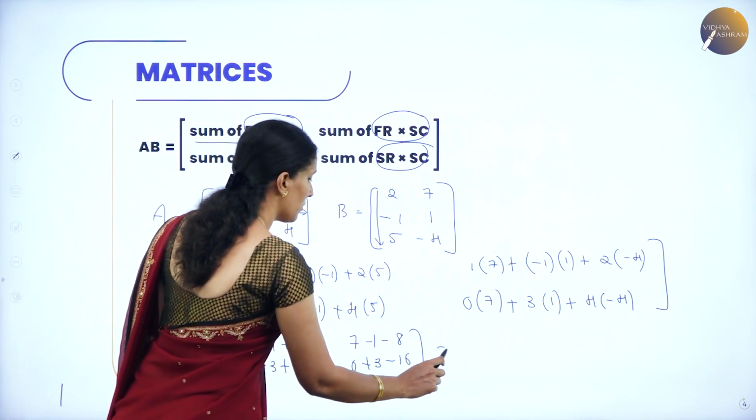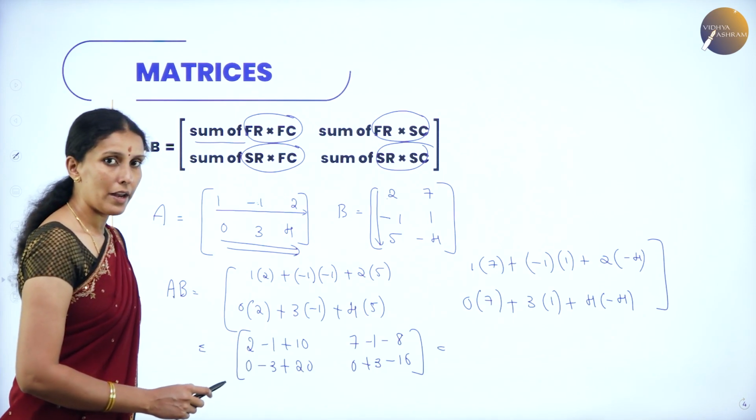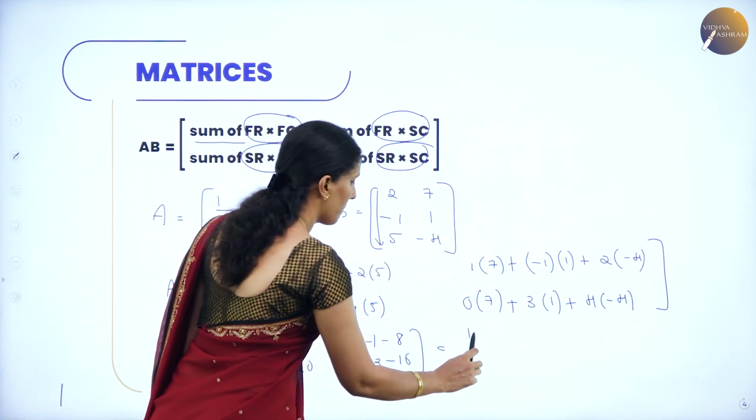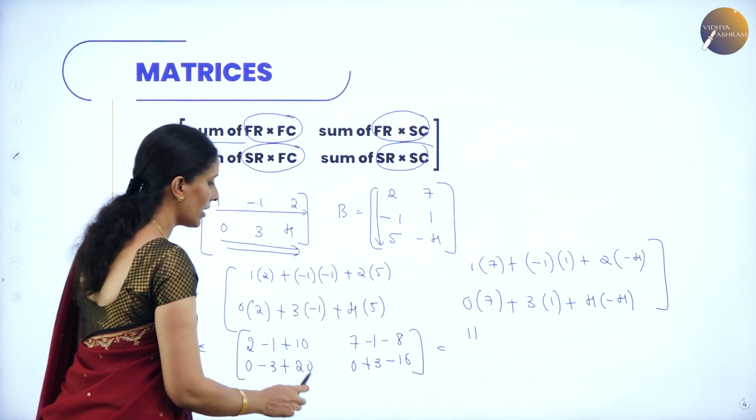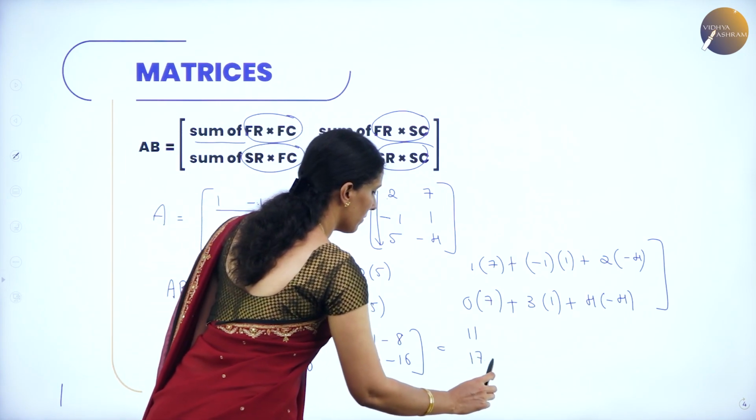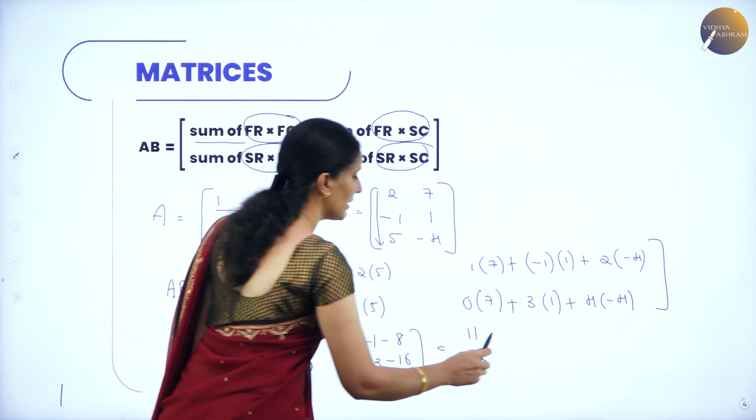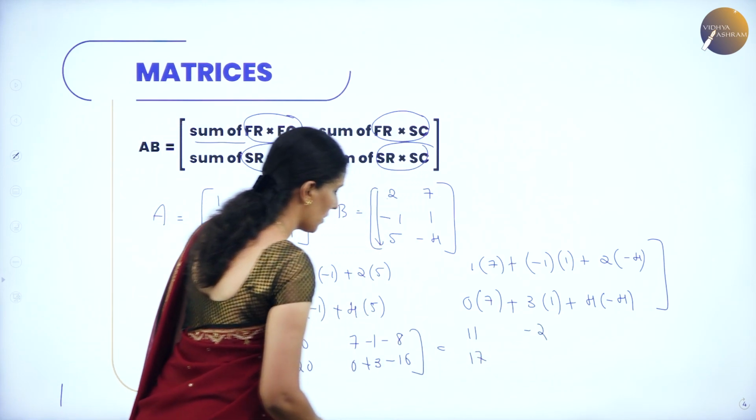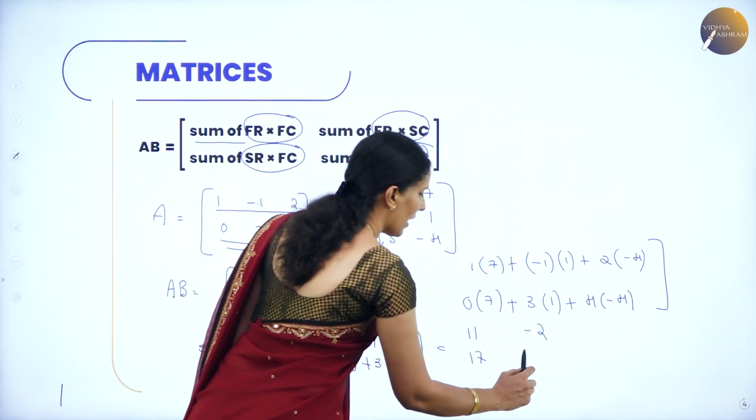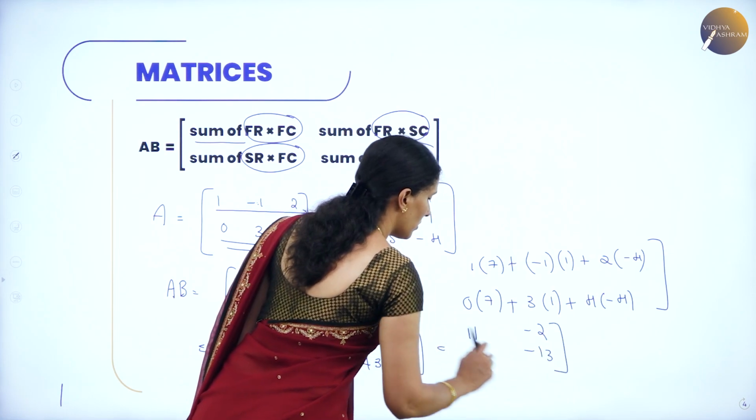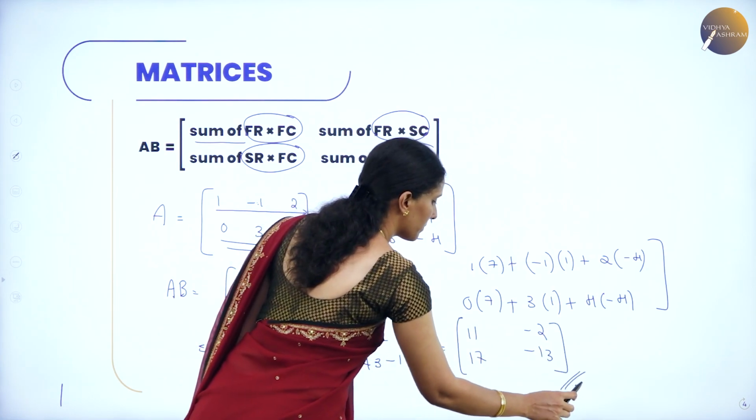Now this is equal to, so 2 minus 1, 1, 1 plus 10, 11. And here minus 3 plus 20 is 17. 7 minus 1 is 6, 6 minus 8 is minus 2. Next 3 minus 16 we have minus 13. So this is the product AB.